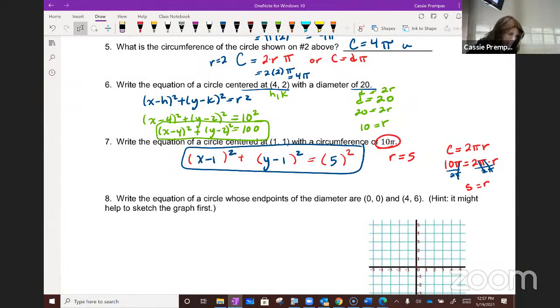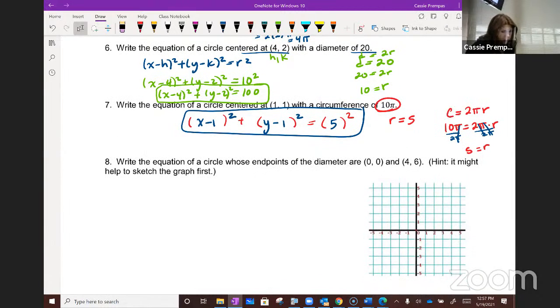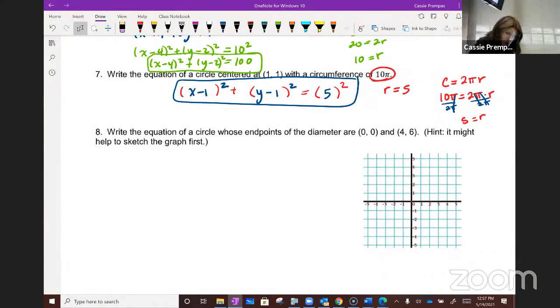On to number 8. Write the equation of a circle whose endpoints of the diameter are at 0, 0, and 4, 6. Here's a hint. It might be helpful to sketch the graph first. So let's draw those points, 0, 0 and 4, 6. If the endpoints are on the diameter, then those are the outer edges of the circle. I could connect it like this. If this whole piece is the diameter, that means the radius is going to be halfway through.